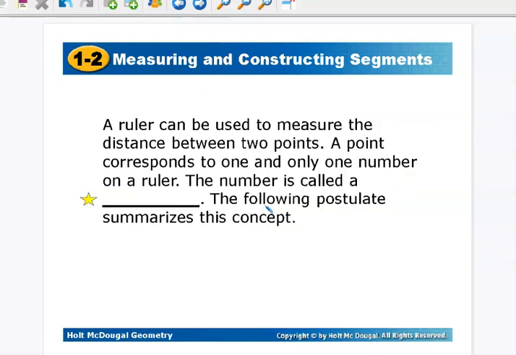Okay, let's start with our first vocabulary word. A ruler can be used to measure the distance between 2 points. A point corresponds to one and only one number on a ruler. The number is called a coordinate. Just like on our coordinate planes when we locate a point, same thing with the ruler. We're just doing it in one dimension, whereas a coordinate plane has 2 dimensions.